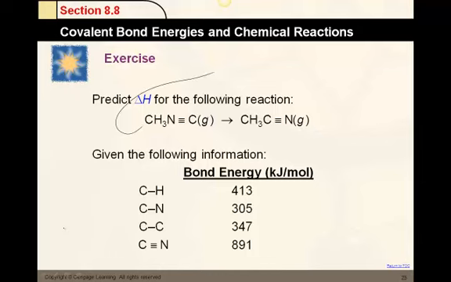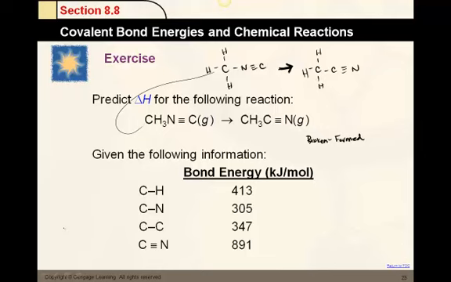So what you have to do is put this molecule together. Carbon bonded to 3 hydrogens, bonded to nitrogen, triple bond, carbon, becomes carbon bonded to 3 hydrogens, bonded to carbon, triple bond, nitrogen. Essentially that's what's happening in this particular reaction. And remember, it's bonds broken minus bonds formed.